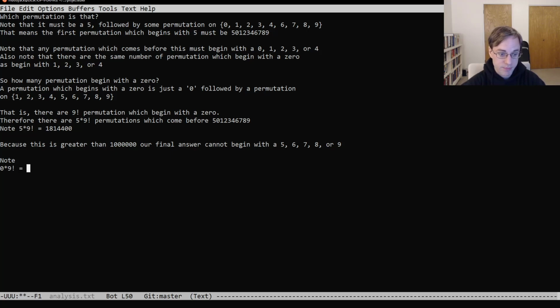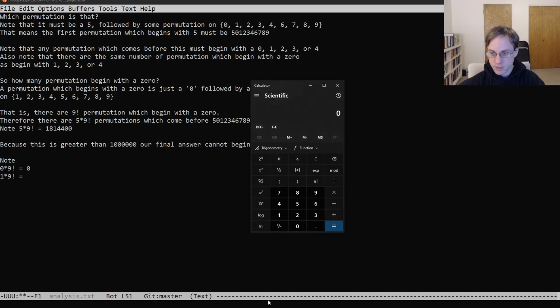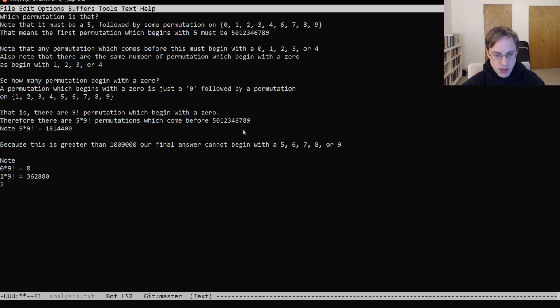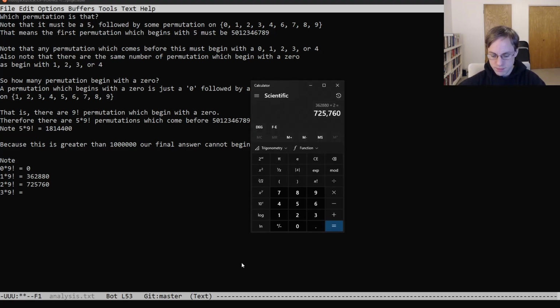Well, that's just going to be 0. 1 times 9 factorial is going to be that number. 2 times 9 factorial is that number. And 3 times 9 factorial is that number. And you'll notice that now we've exceeded 1 million, or to be more precise, we've exceeded 999,999.